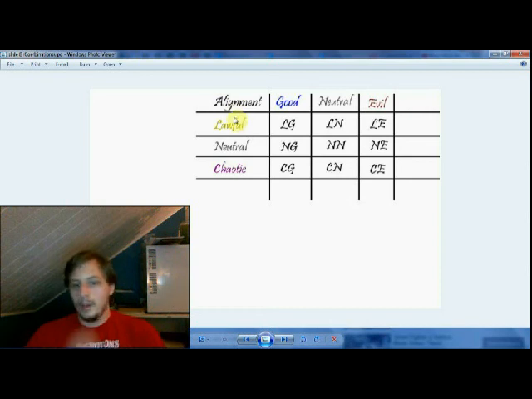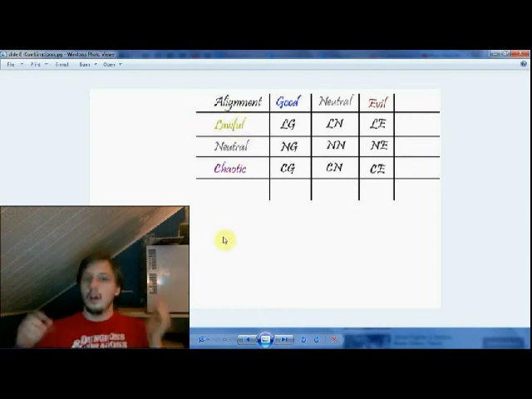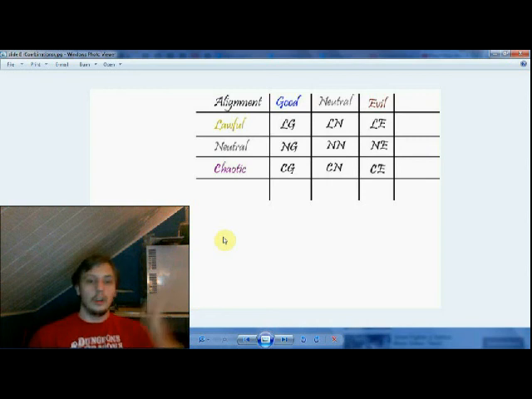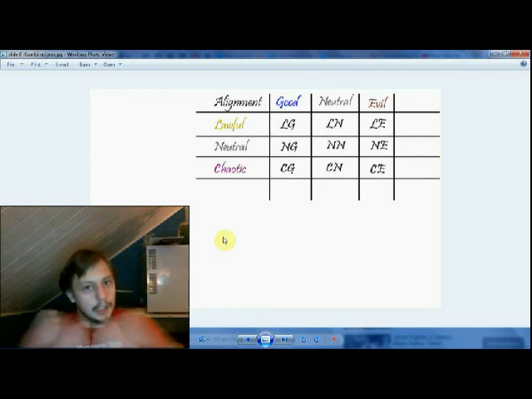Now we'll go with lawful versus chaotic. Now, a little known thing is lawful and chaotic: it's not just like, oh, you're lawful or oh, you're chaotic. Lawful and chaotic do not like each other, like good and evil don't like each other.